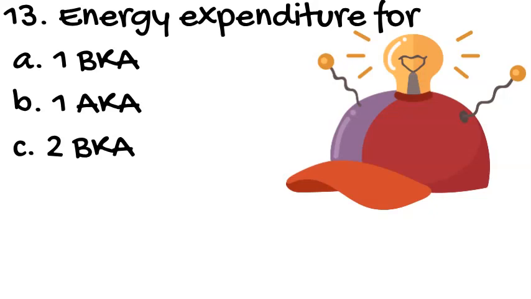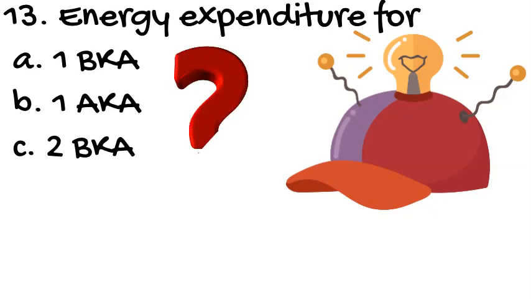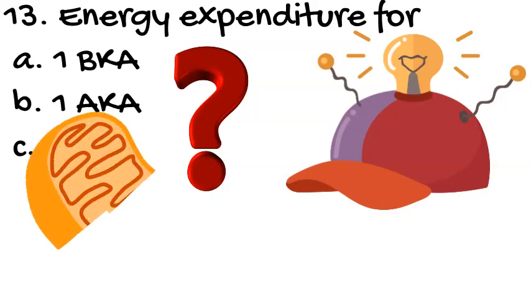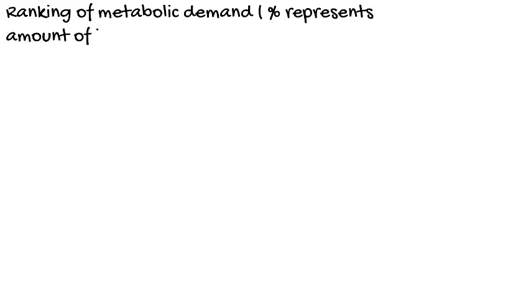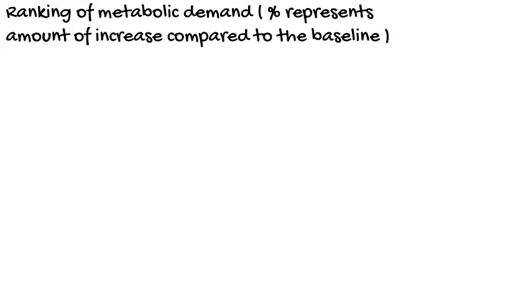Any idea, guys and girls? Well, before I give the answer, let's ponder about this question. This is really important to decide later whether the patient will be able to ambulate or not post-operatively. Well, the answer is ranking of metabolic demand. The percentage represents the amount of increase of metabolic requirement compared to the baseline.